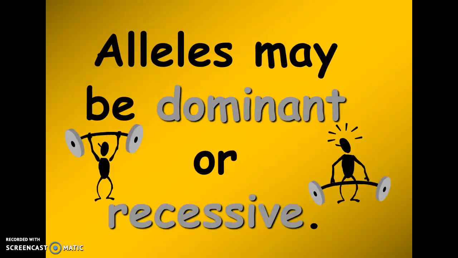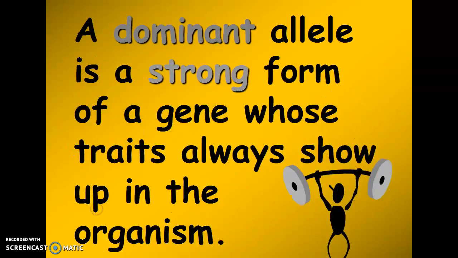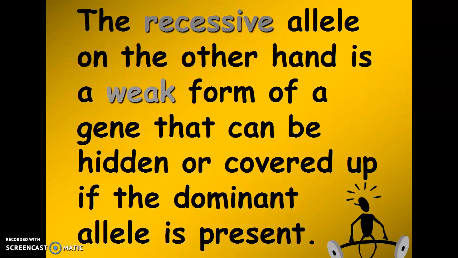Alleles may be dominant or recessive. A dominant allele is a strong form of a gene whose trait always shows up in the organism. By strong, it means that it covers up the other trait. The recessive allele, on the other hand, is a weak form of the gene that can be hidden or covered up if the dominant allele is present.